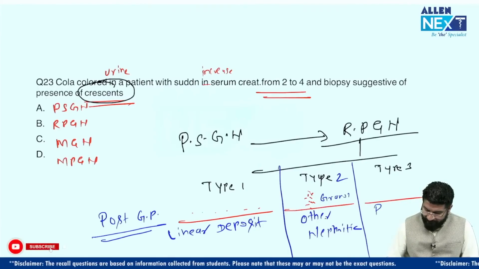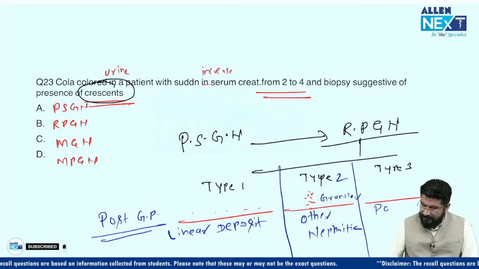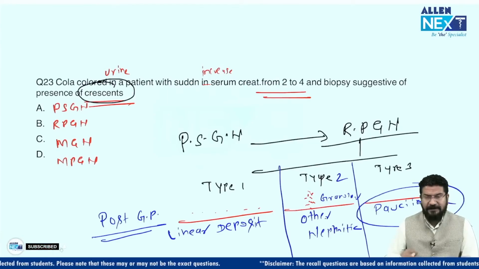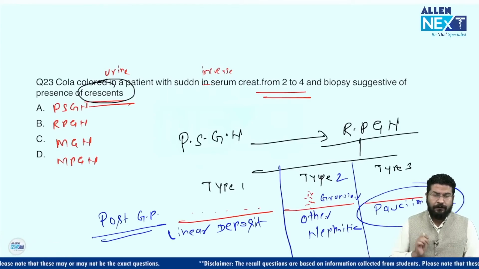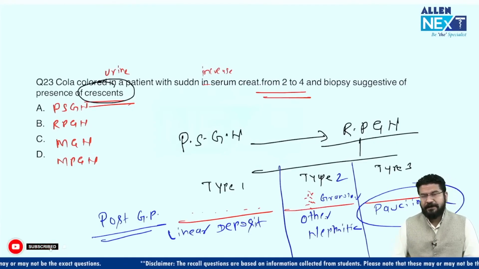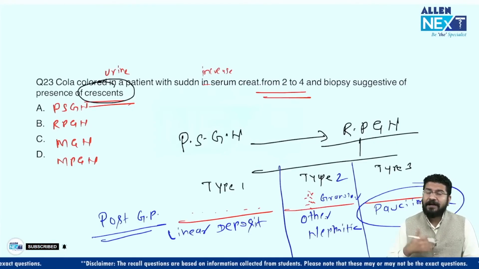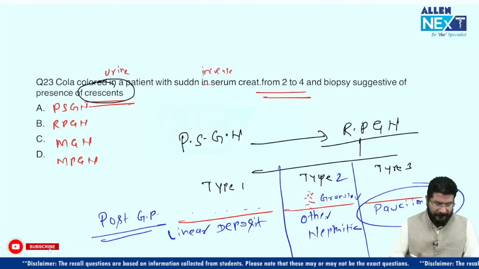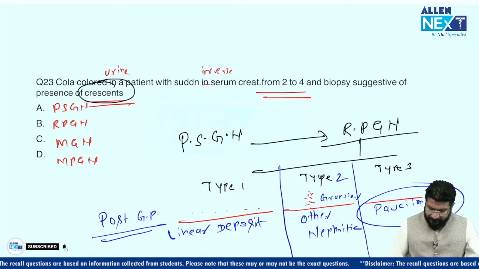So in type 2, we have granular deposits. And in type 3, what we call pauci-immune, pauci-immune means there is no deposit, nothing is there. So no deposit means it is a vasculitis that is converting into RPGN. So that is like Wegener's disease, polyarteritis nodosa. So when they are converting, that is what we call type 3.